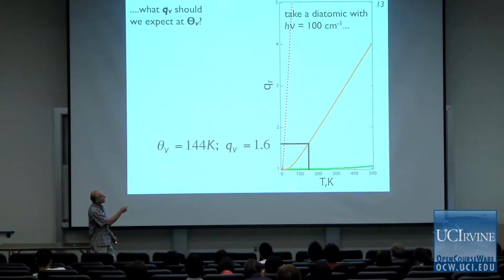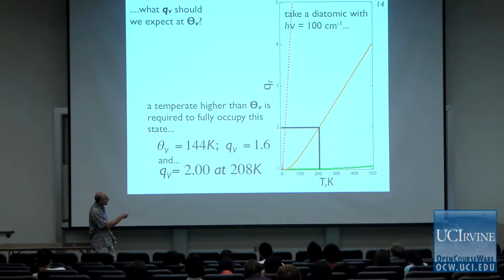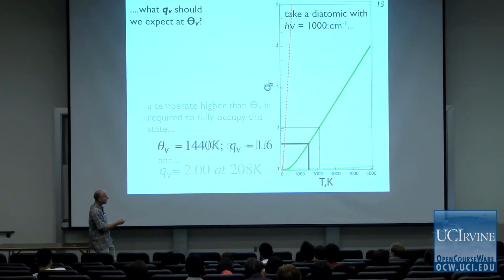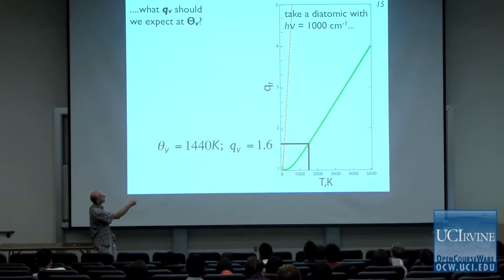Even though we change the energy of the mode by a factor of 10, if I want to fully access the first excited state, I'm going to have to go up to 208. That's qualitatively exactly what we saw with the lower energy mode. I have to go to roughly 30% higher temperature in order to get full occupation of that excited state. And of course, if I do this with 1,000 wave numbers, the same thing happens.